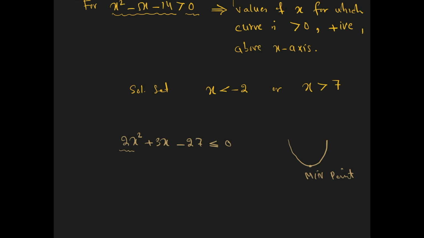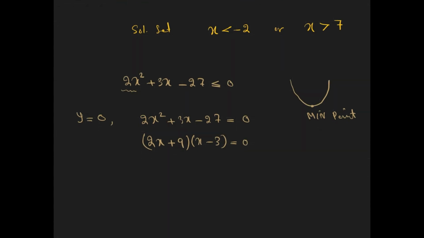Secondly, we need to work out the values of the x-intercepts, and for this we will use y equal to 0. So 2x² + 3x - 27 = 0. Solving this, we get (2x + 9)(x - 3) = 0, which gives us x = -4.5 or x = +3. So these are the values of the x-intercepts, also known as critical values.